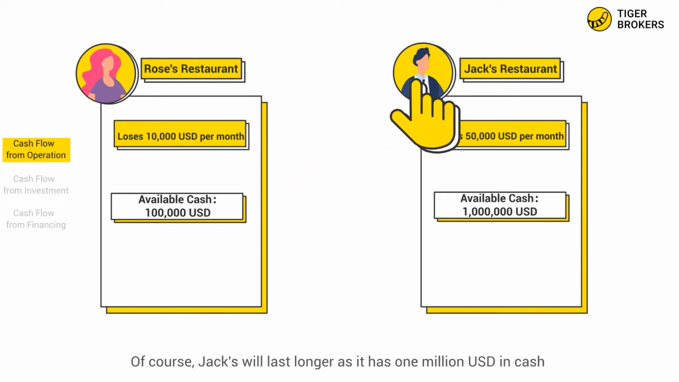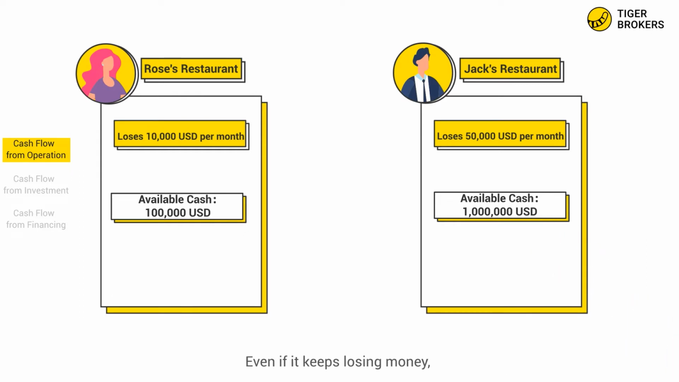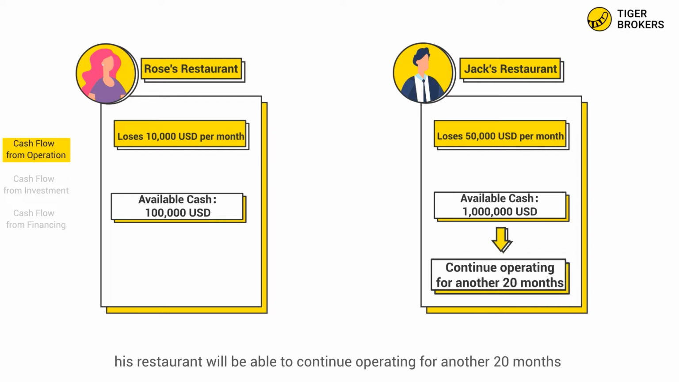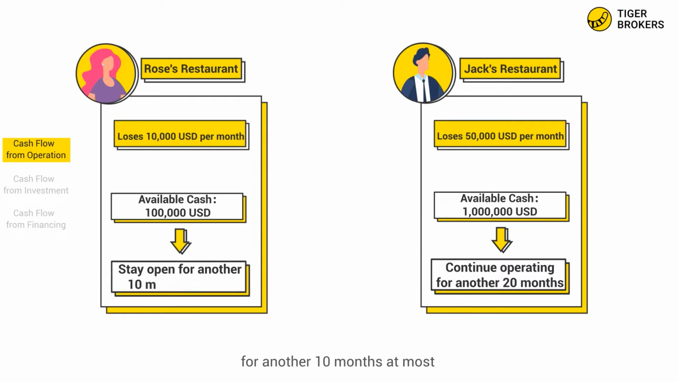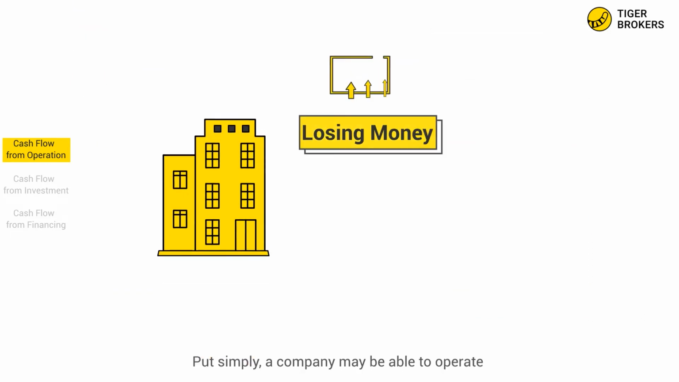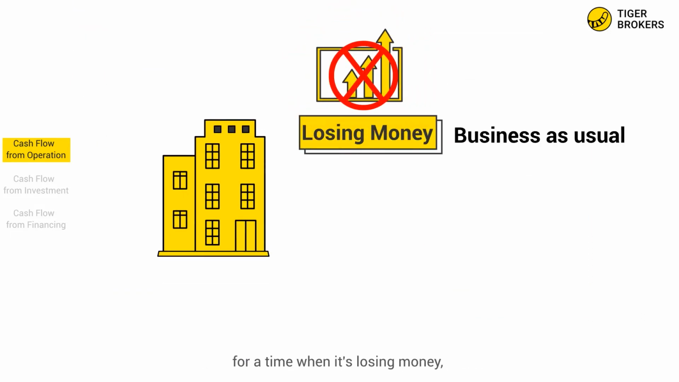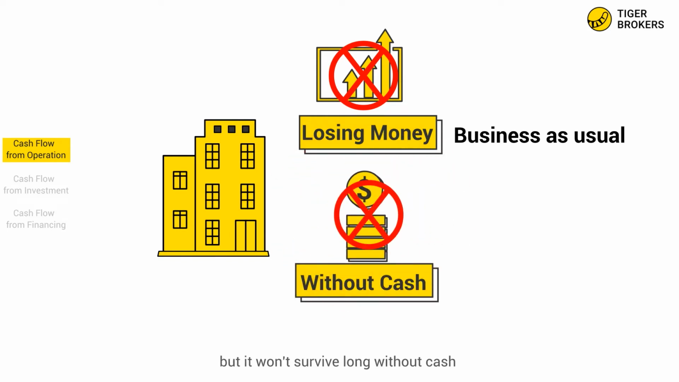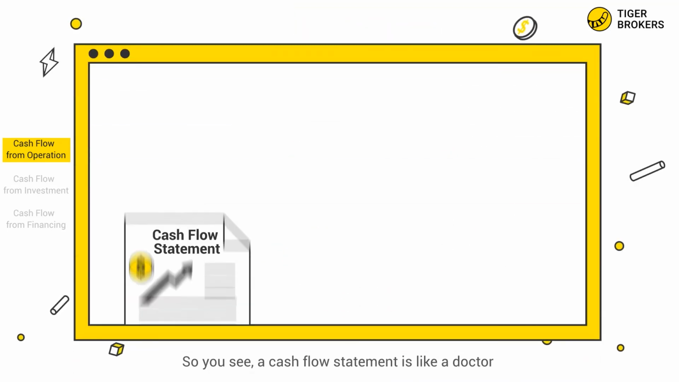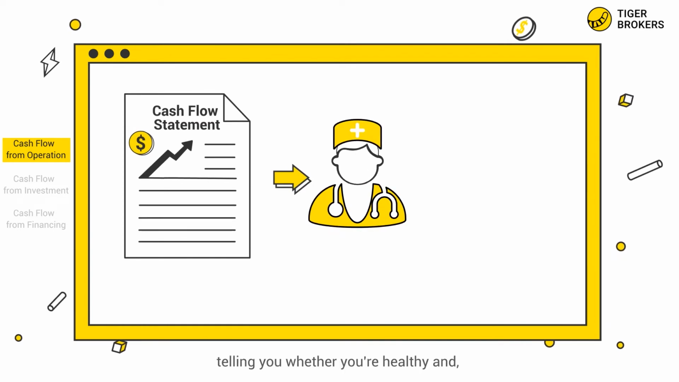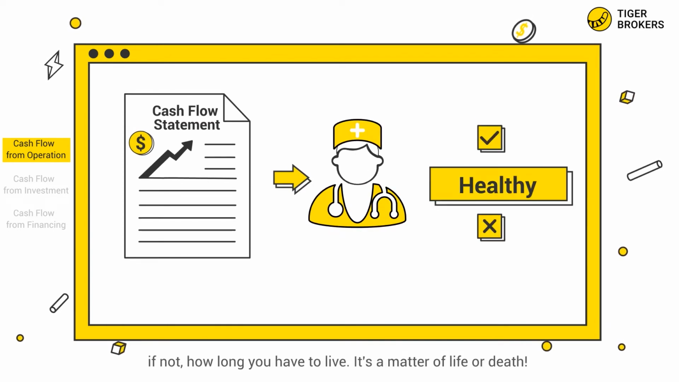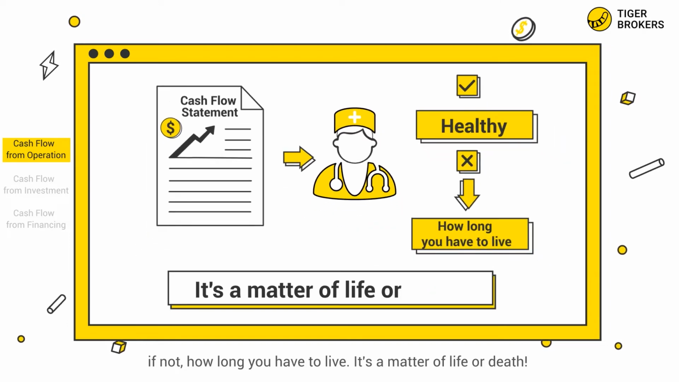Of course, Jack's will last longer as it has $1 million in cash. Even if it keeps losing money, his restaurant will be able to continue operating for another 20 months. Unfortunately for Rose, with only $100,000 in cash on the books, her restaurant will only be able to stay open for another 10 months at most. Put simply, a company may be able to operate for a time when it's losing money, but it won't survive long without cash. So you see, a cash flow statement is like a doctor telling you whether you're healthy, and, if not, how long you have to live. It's a matter of life or death.